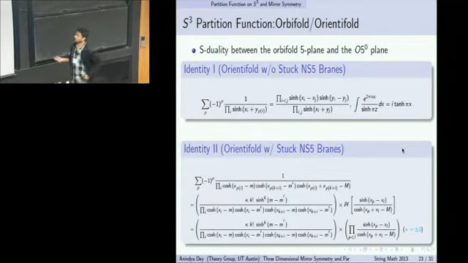Now, identity 1, it turns out, is all you need to implement S-duality for orientifolds where there are no stuck branes. Okay? So to remind you, these were theories which had SP gauge groups at both ends. Okay? So such theories are the ones which corresponded to orientifolds without any stuck branes. And for that, this identity plays a crucial role. I mean, this is the identity that implements S-duality. For theories with stuck NS5 branes, the implementation of S-duality is trickier, and this is the identity that you need to use to implement S-duality in such cases.